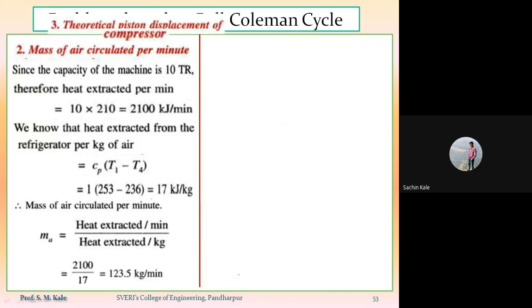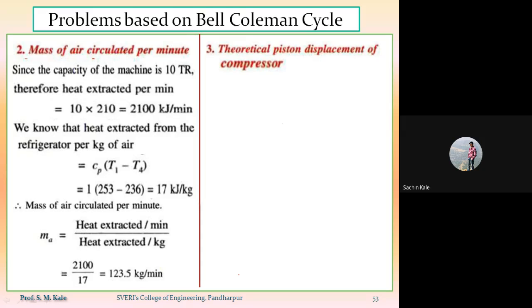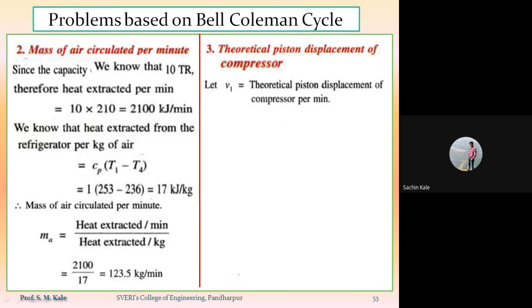Now the third thing, you have to calculate the theoretical piston displacement of the compressor. That means you have to calculate the value of V1. To calculate the value of V1, you have to use the ideal gas equation, that is P1 V1 is equal to m R T1. Here V1 is the theoretical piston displacement of the compressor per minute.